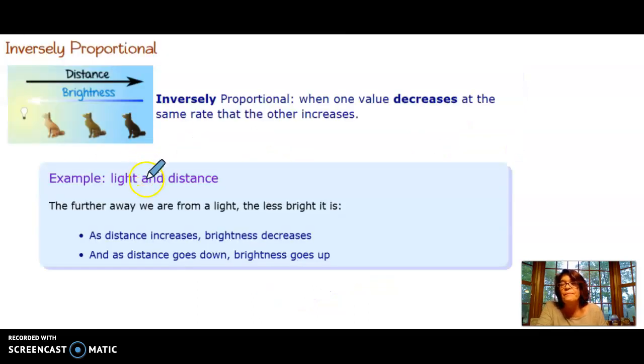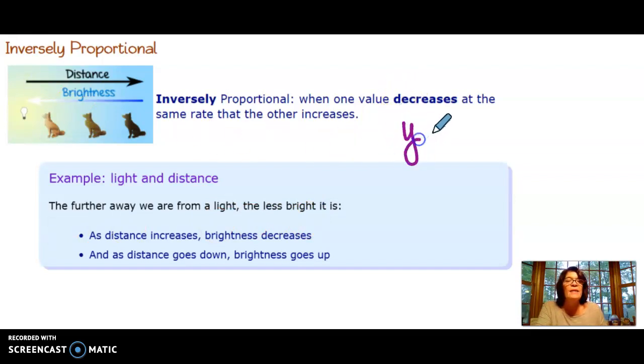All right. Inverse proportion is different. As one value decreases, the other value increases. They're inversely proportional. The further back, the bigger my distance is, the smaller my brightness is. Light and distance: the further we are away from light, so our distance is getting greater, the less bright it is. So that's an inverse proportion.